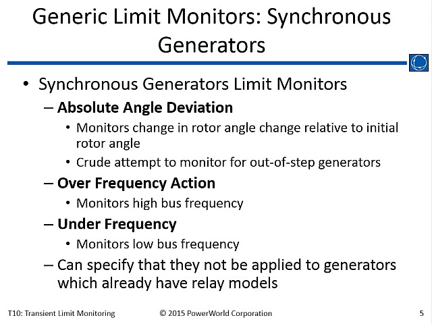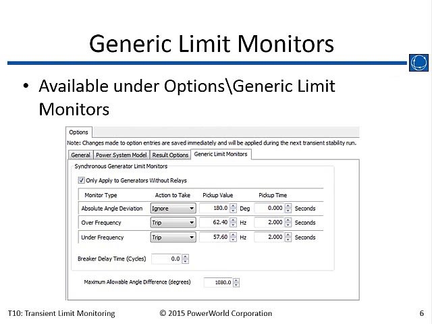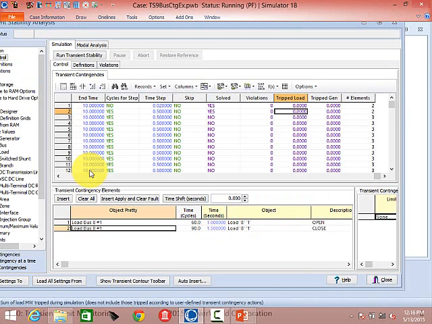And then, if you have relays on generators, it doesn't make much sense to use these generic limit monitors. These generic limit monitors are useful when you don't have the relay models that have the actual information built into them. So let's go on into Simulator and take a look at where these generic limit monitors are defined and the options that are available for those.